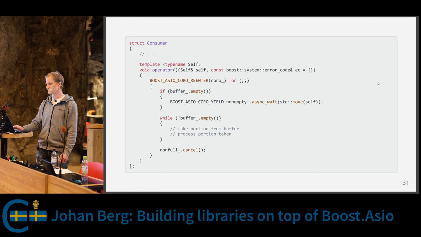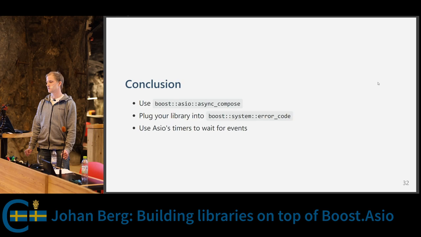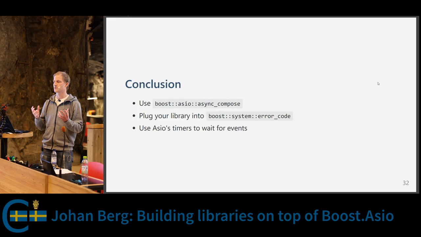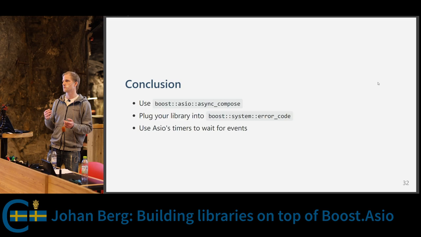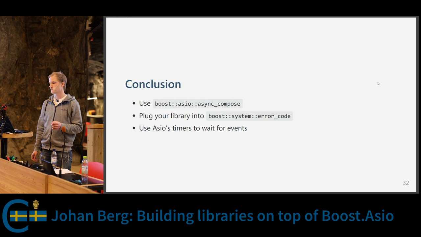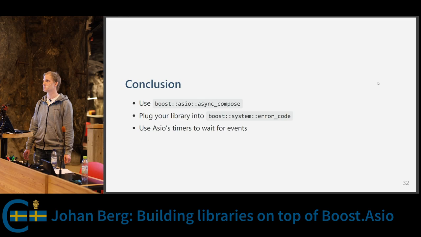So to sum up, you should use the async_compose function. It's a great building block for your library. You can build more and more complex functions. And you should plug your library into Boost system error code. And you should use Asio's timers to be able to wait for events across different chains of asynchronous operations. And that's it. Now you have all the tools you need to be able to build a library on top of Boost.Asio. Thank you.